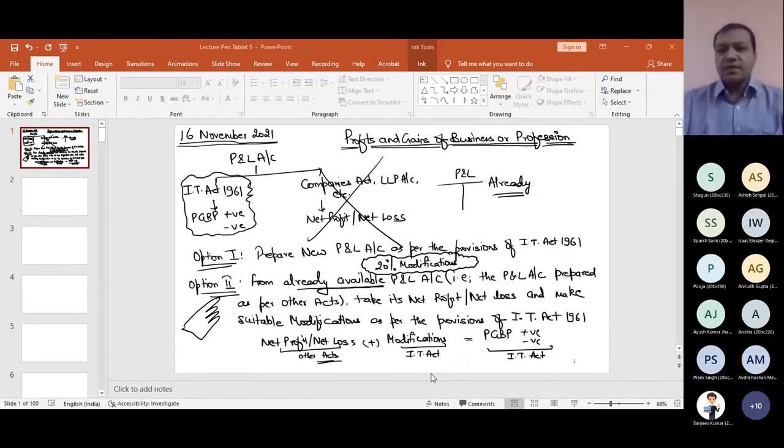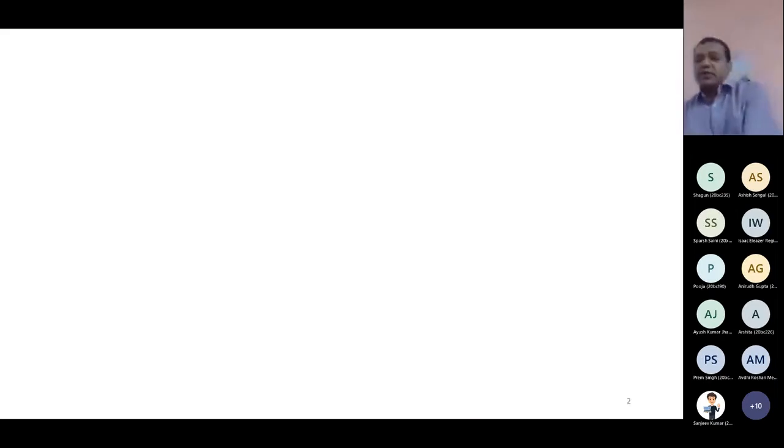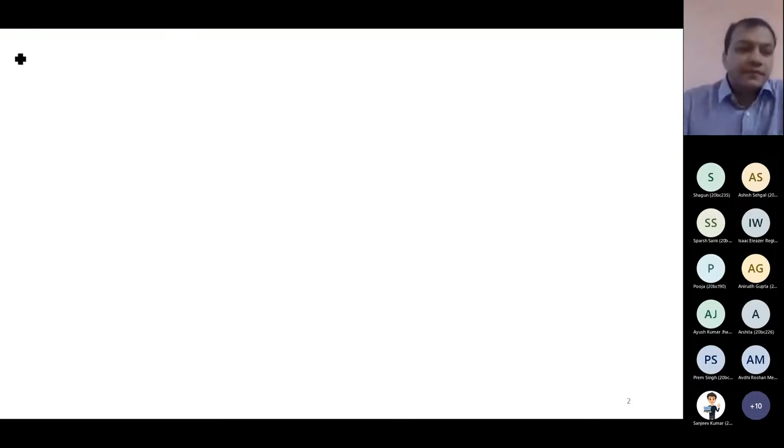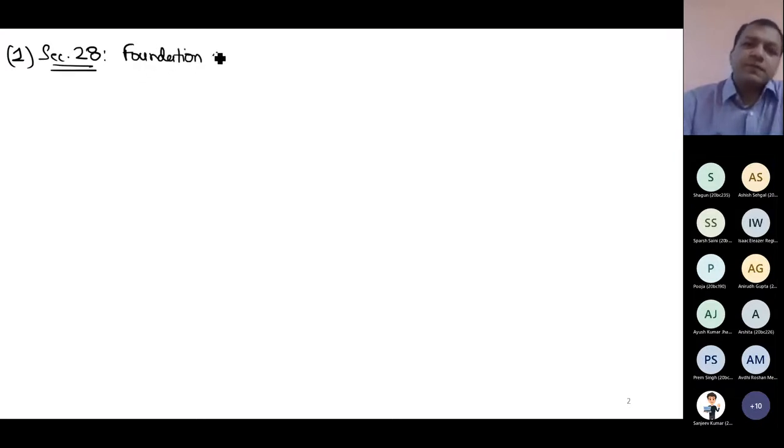Okay, next point now. So now let us start discussing the provisions of the IT Act. Introduction, or I can say my first section, Section 28. It is the foundation of PGBP. The first section of each and every head of income is the foundation. Section 15 is the foundation of salary. Section 22 is the foundation of house property. Section 28 is the foundation of PGBP. Section 45 is the foundation of capital gain, and Section 56 is the foundation of income from other sources.